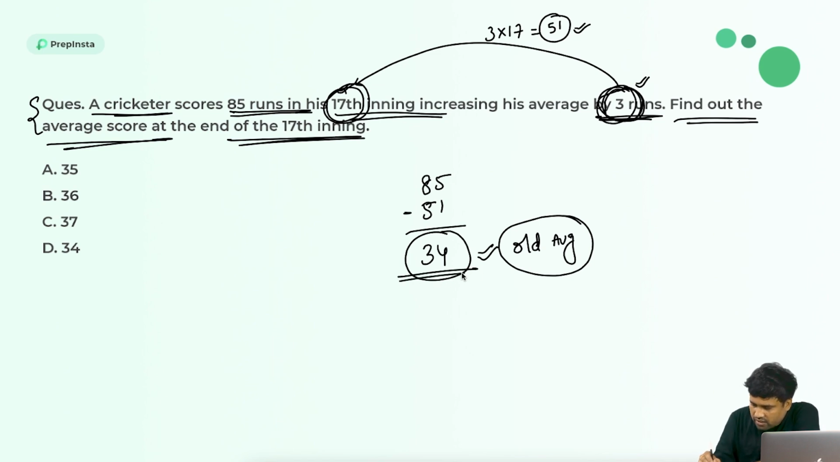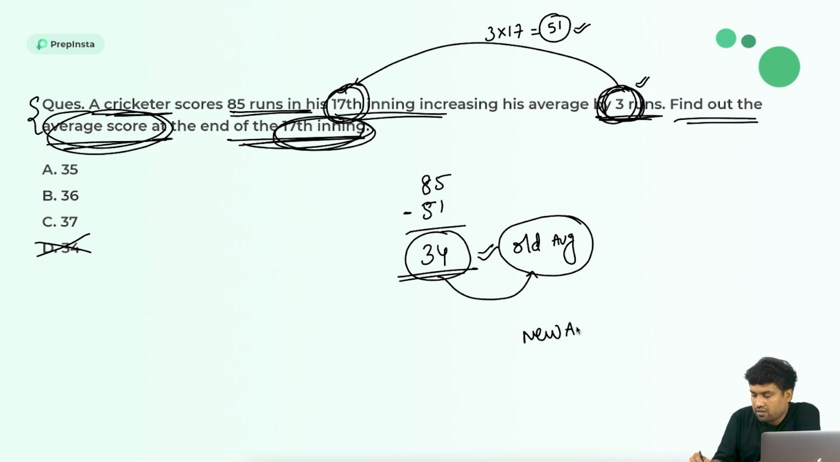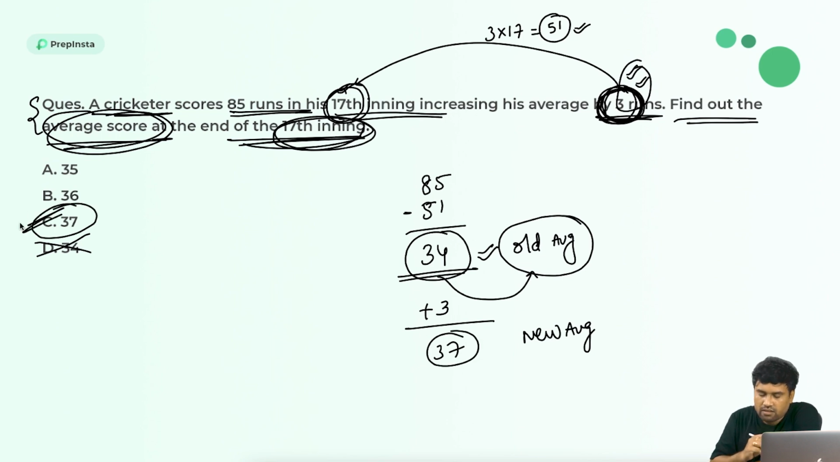So this 34 is nothing but the old average. So you can't choose 34 directly. Why? Because they are asking what is the average score after the 17th innings. So they are asking for the new average. How will the new average come? It's very simple. Every match got increased by 3, right? So old average 34 means the new average will be 3 more. So the answer is 37. So option C is correct.